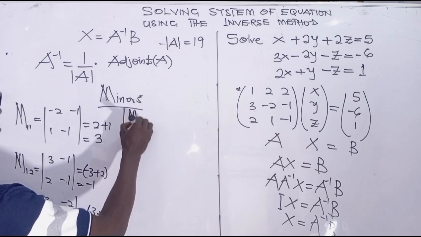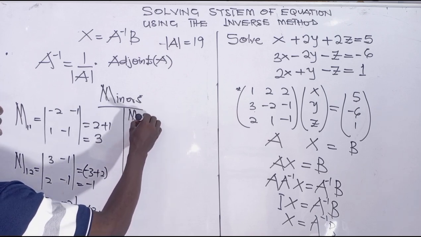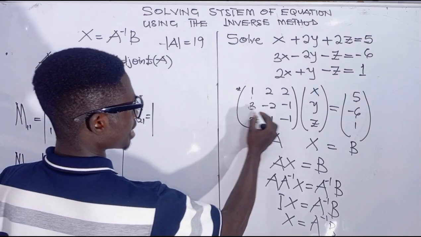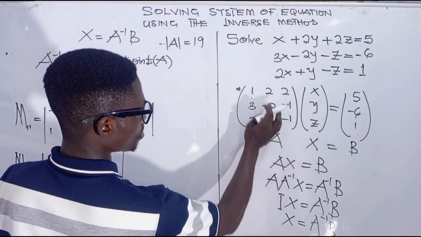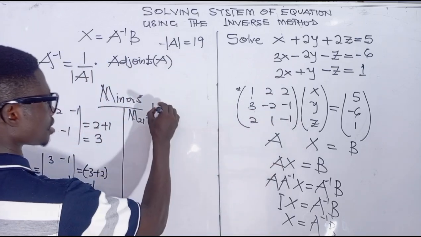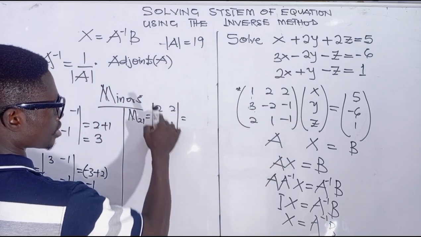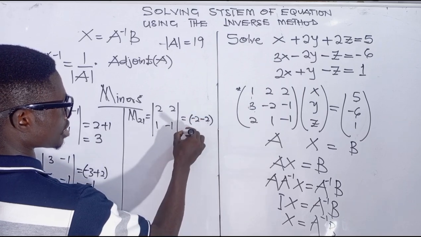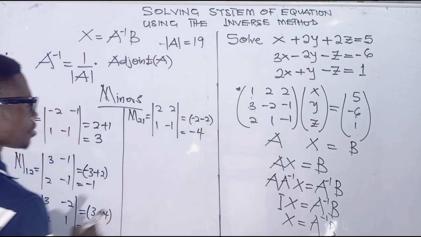Then look at the minor of the second row and then the first column. So we are going to collapse the second row and then the first column. So we are left with 2, 2, 1, negative 1. So we are going to have negative 2 minus 2. That gives us negative 4.